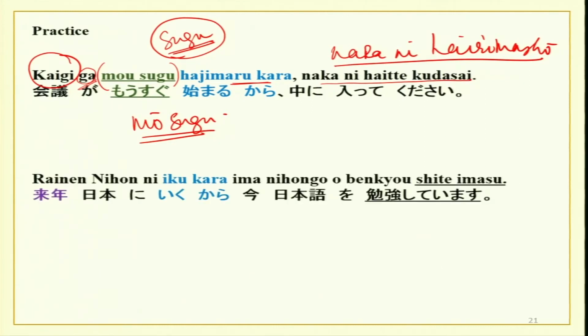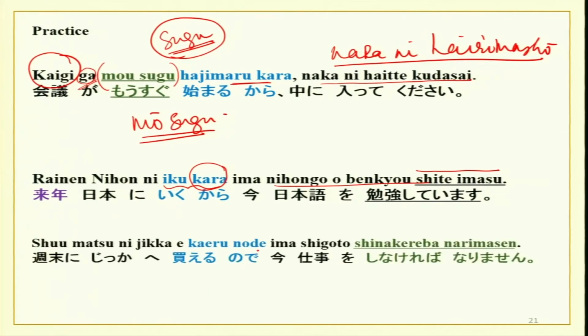Rainen Nihon ni iku kara ima Nihongo o benkyou shite imasu. I am studying. So, iku kara, you are giving a reason over here for doing this activity. If you say Nihon ni itta kara Nihongo o benkyou shimashita, it means it is an activity of the past.